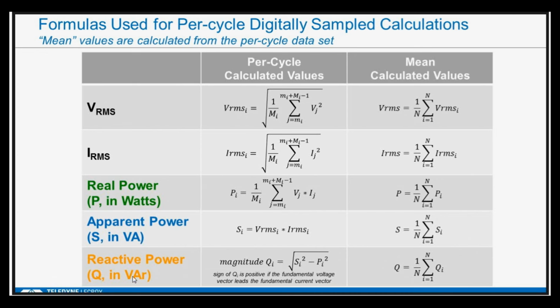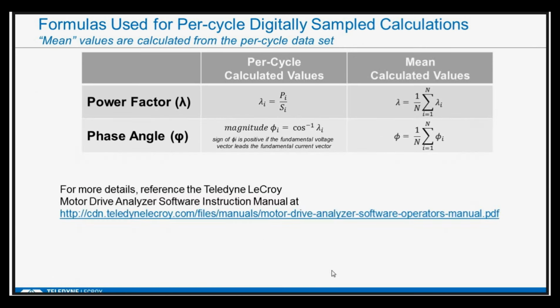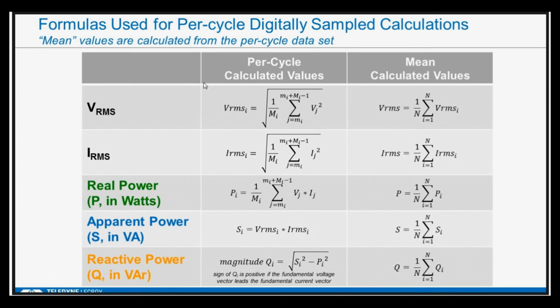Reactive power then, Q, in VARs, is simply calculated from the known quantities of the apparent and the real power. And then from all that information, I can calculate my power factor and my phase angle. So that is the way we get the per cycle value, and then to get a mean value. This mean value is usually what's reported numerically in a power analyzer. The mean value is then just the average of all the per cycle values that you calculate.